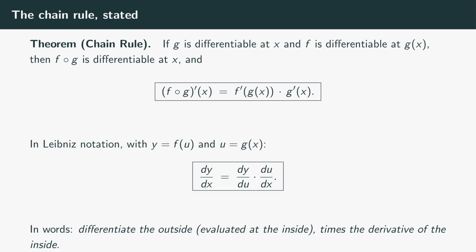Here it is. If g is differentiable at x and f is differentiable at g of x, then the composition f of g is differentiable at x, and its derivative equals f prime, evaluated at g of x times g prime of x. Read that twice.